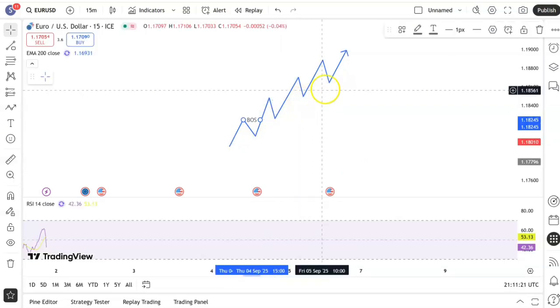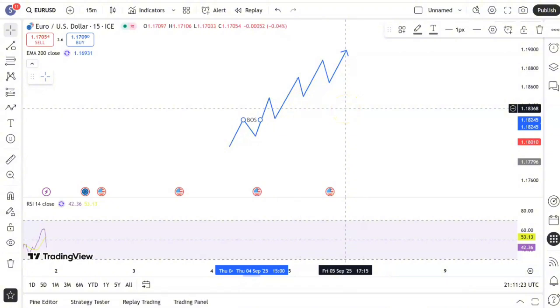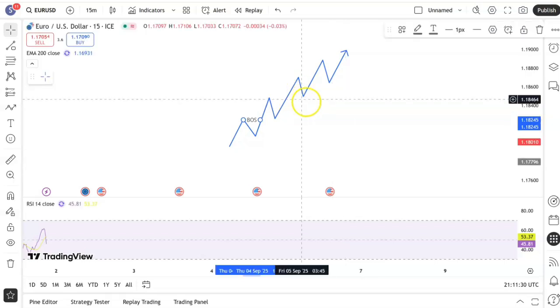This is also a higher low, and so on like that. I explained this in the previous video also. You can also check that in one of my videos. So this is how the market is moving.